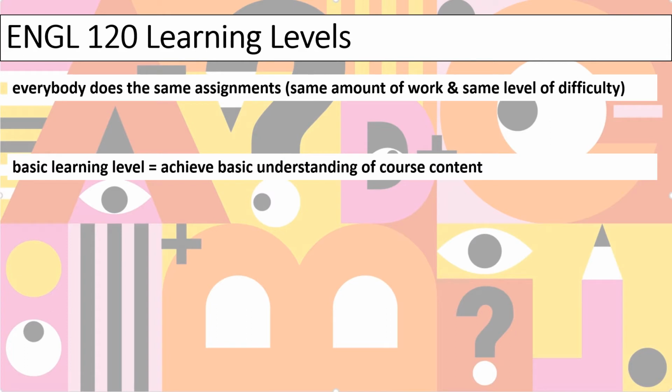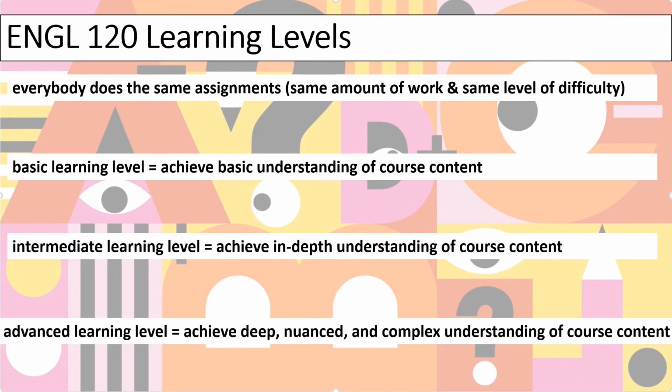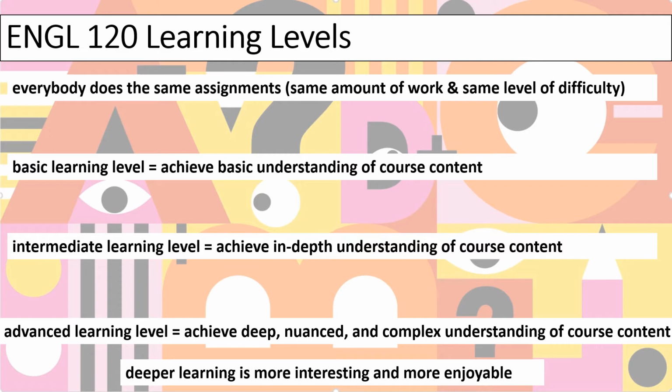The basic learning level will provide you with a basic understanding of the course content, and the course content is the topics and the concepts covered in the course. The intermediate learning level will provide you with a more in-depth understanding of the course content, and the advanced learning level will provide you with a deep, nuanced, and complex understanding of the course content. For whatever it's worth in terms of helping you decide which level you want to work towards achieving, I will say that in general, the deeper your understanding of the topic, the more interesting it is, and the more enjoyable the learning experience tends to be.